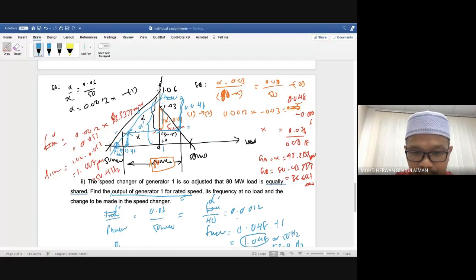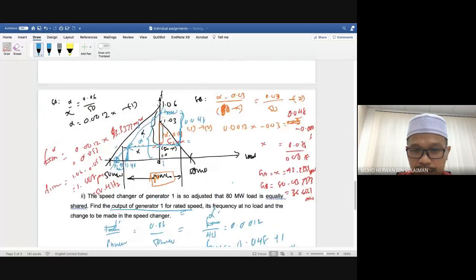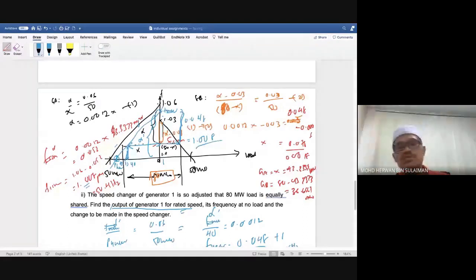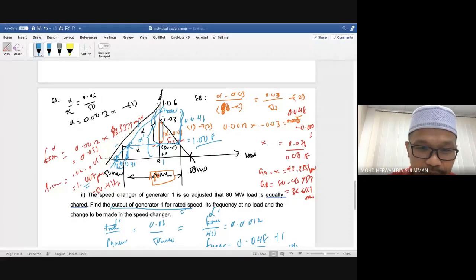Your F common here just now is how much? F common 1.008. So when you have the alpha nu here, so you need to add 1.008 plus 0.048. So here F nu awak ialah sebenarnya 1.056.